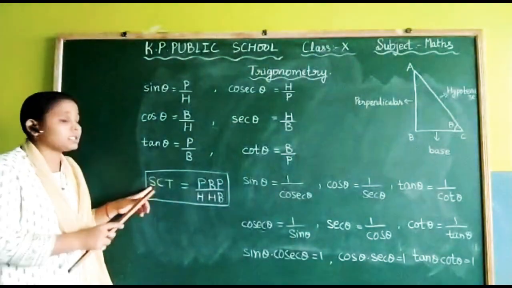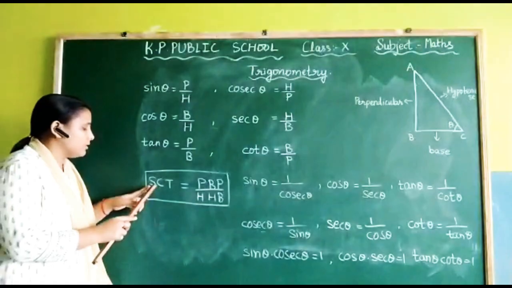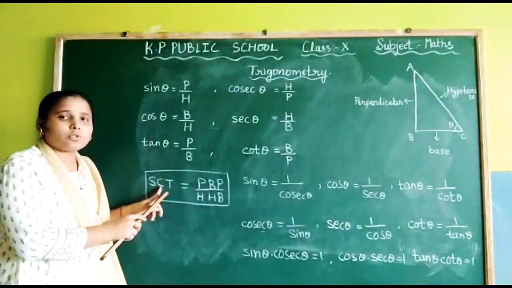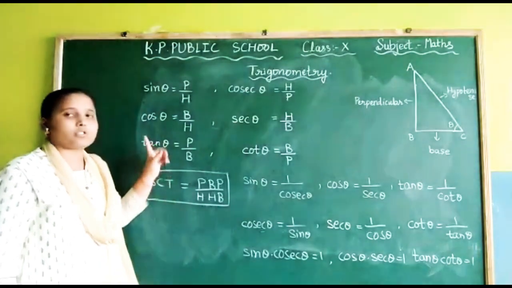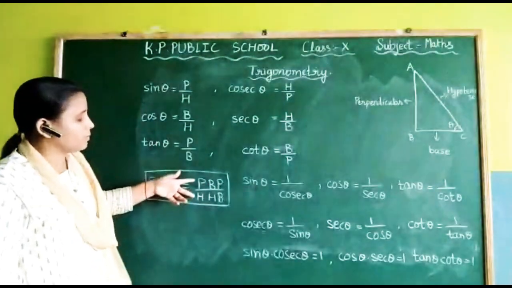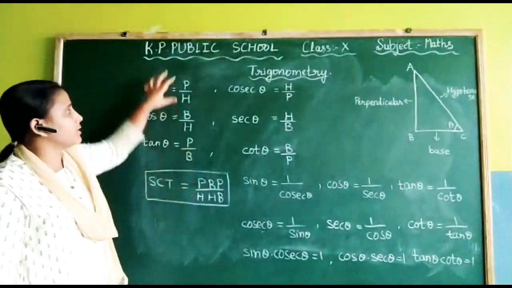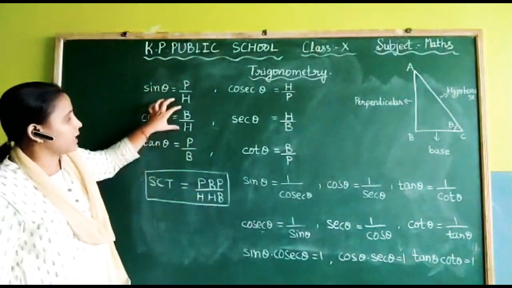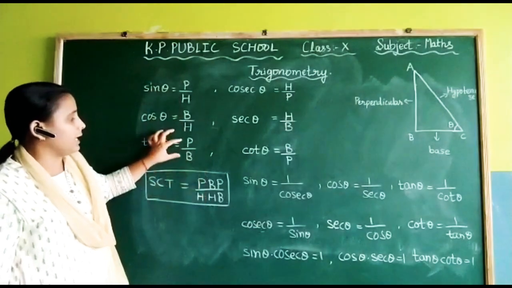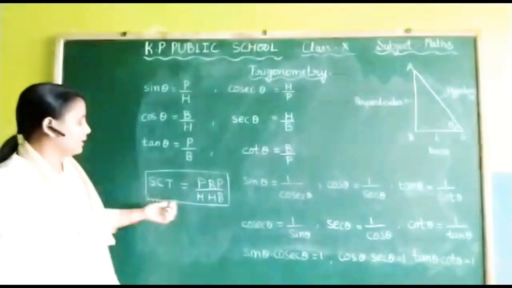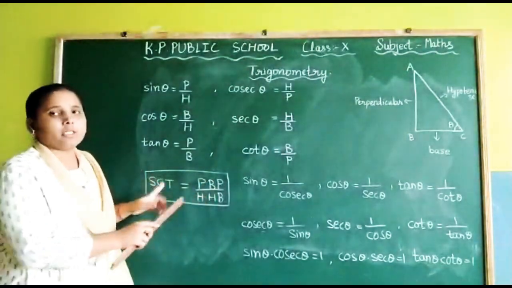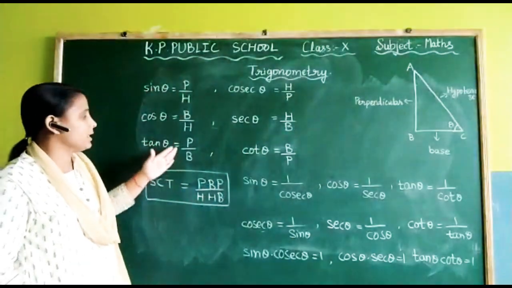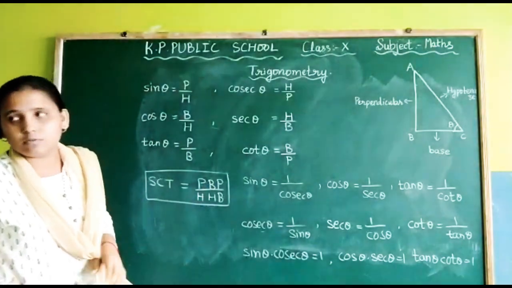What does this SCT conclude? It denotes S equal to sin theta, then C is equals to cos theta and T is equals to tan theta. This one P and H, this came from here, P and H, so this is P by H. This one B by H, I have written from this B by H, and P by B, this is written by here. So this one is the short trick in case you can't learn the formula, that P by H, B by H and P by B. Okay students?